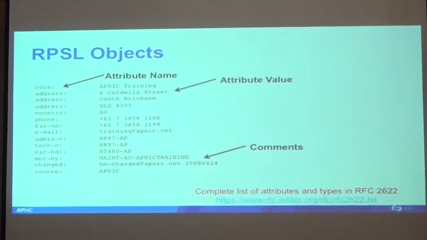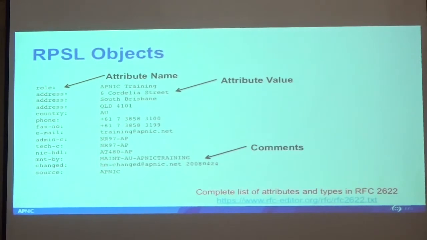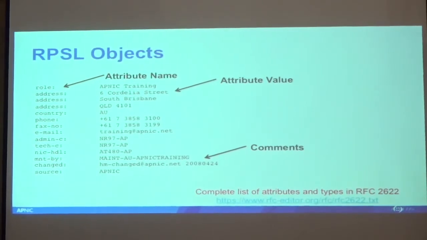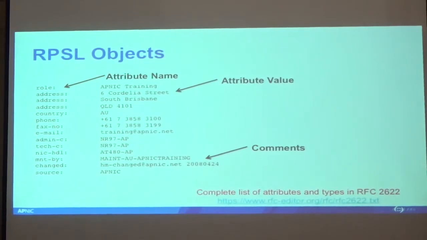Okay, this is an example of an RPSL object. If you are familiar with the WHOIS database, there's not much difference because IRR can be considered as a subset of the WHOIS database. So a lot of the formats and attributes are very similar.